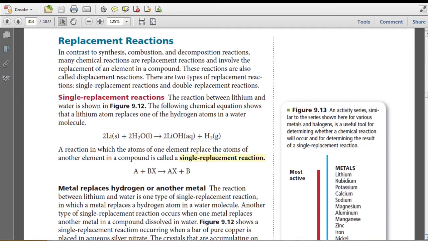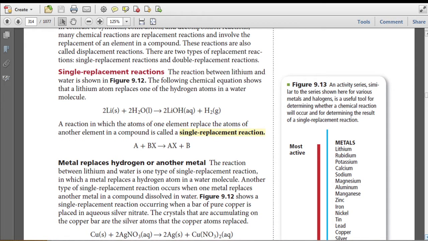A reaction in which the atoms of one element replace the atoms of another element in a compound is called a single replacement reaction, in which A plus BX yields AX plus B. The reaction between lithium and water is one type of single replacement reaction, in which a metal replaces a hydrogen atom in a water molecule. Another type of single replacement reaction occurs when one metal replaces another metal in a compound dissolved in water.